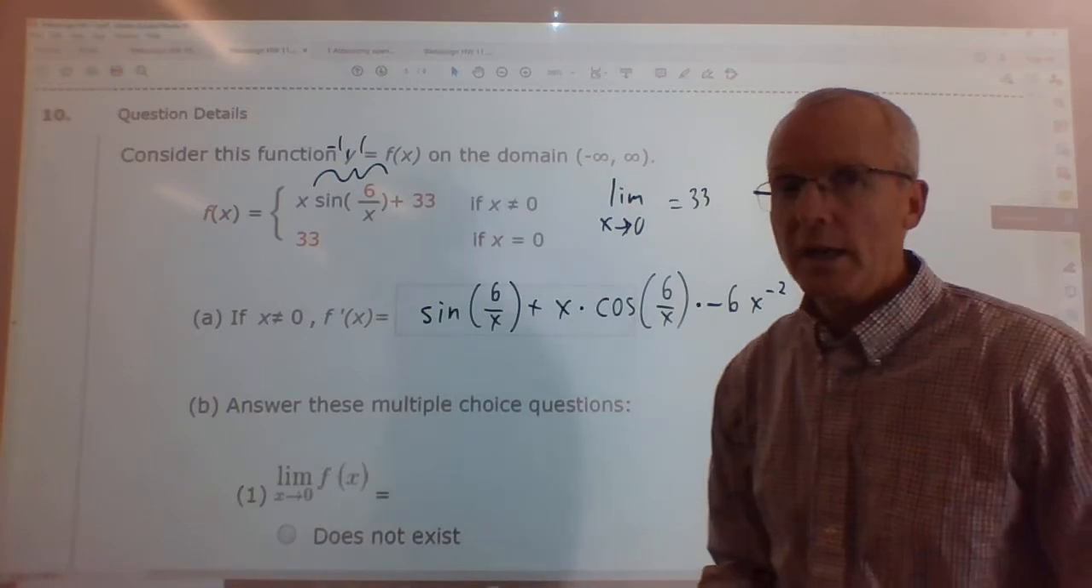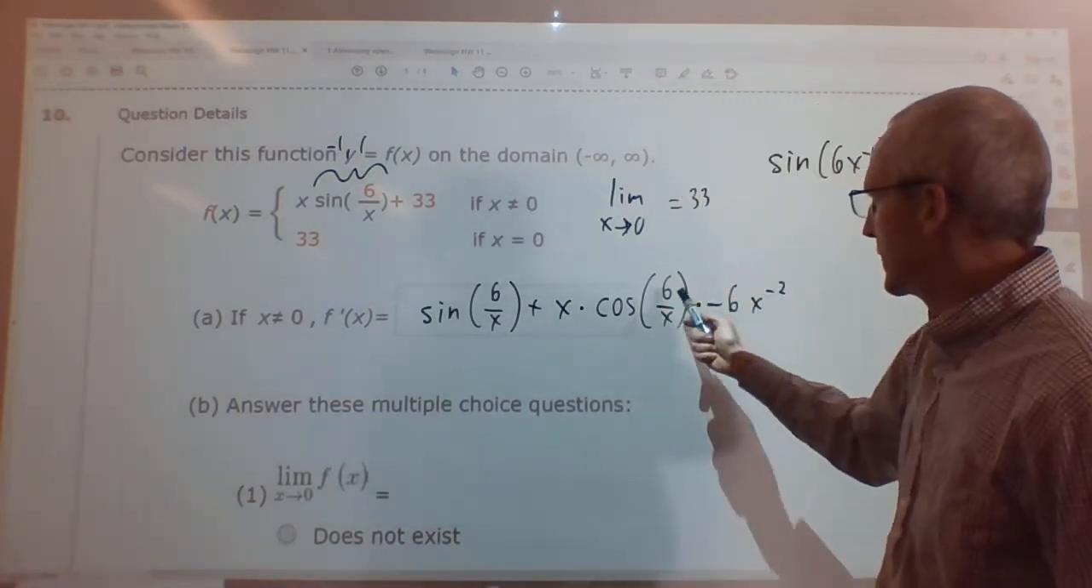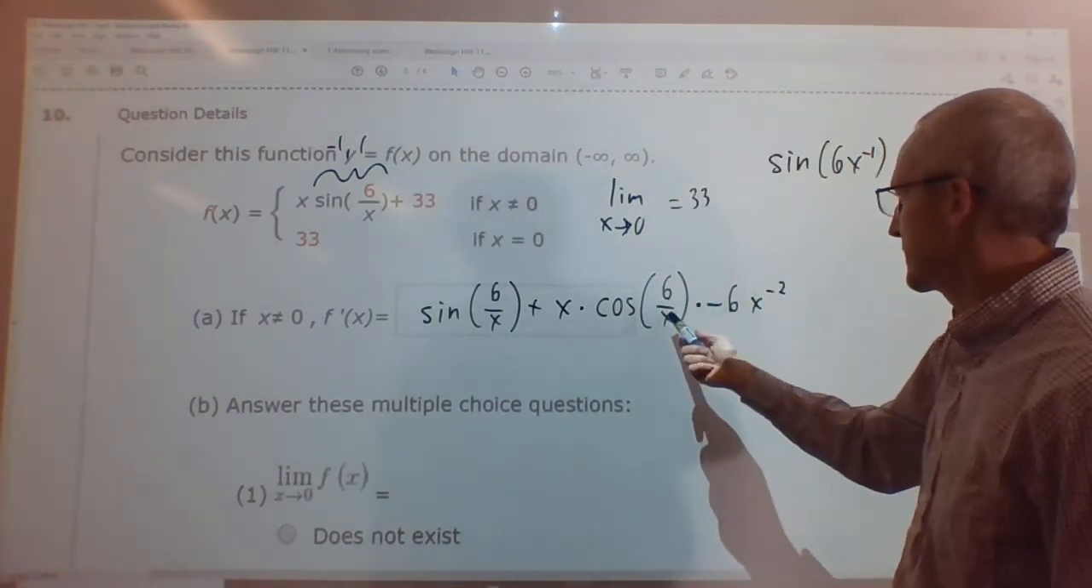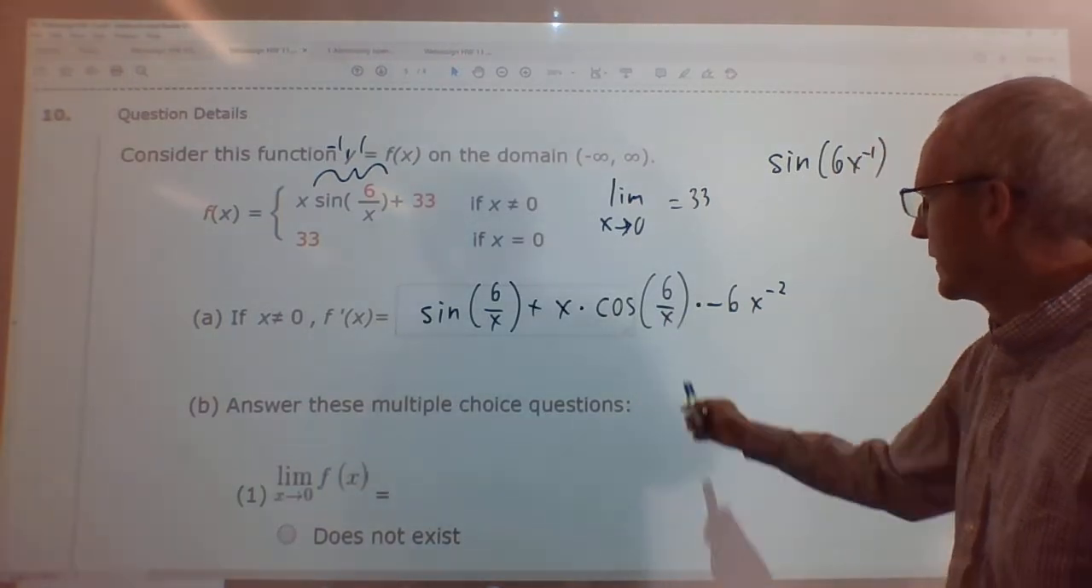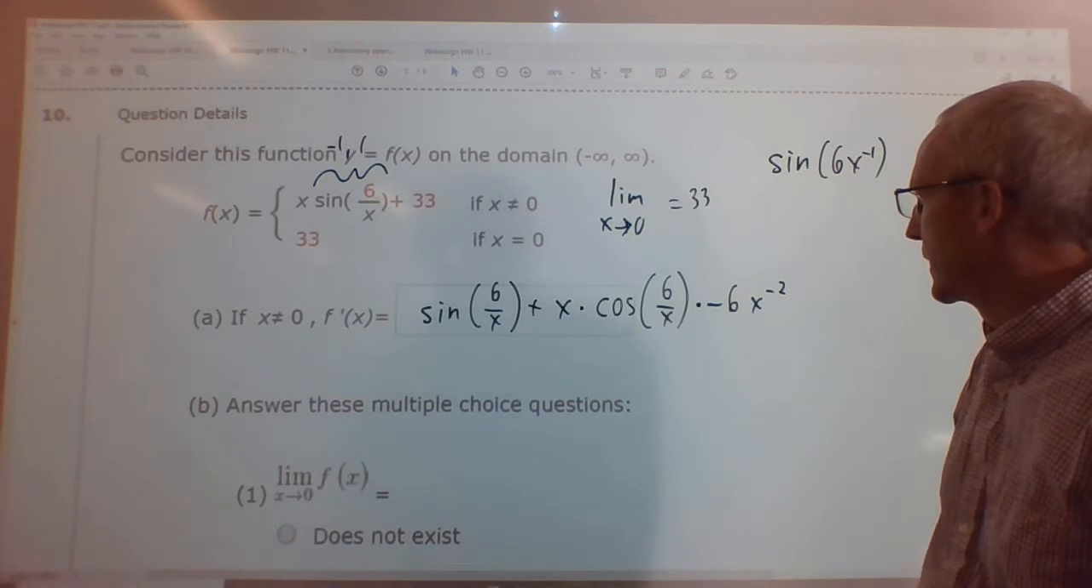You could also use the quotient rule and do it that way, but I think this is easier because it's so simple, just x to the -1. You can just use the power rule for that, but you could use the quotient rule for that.